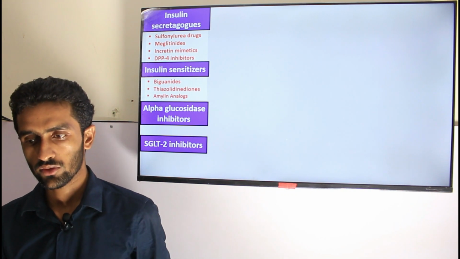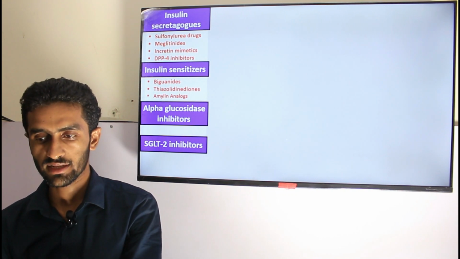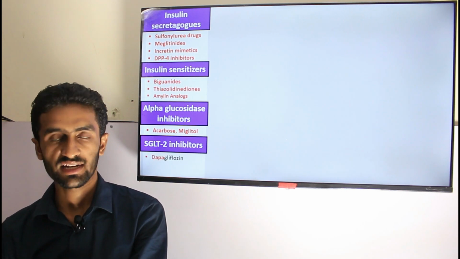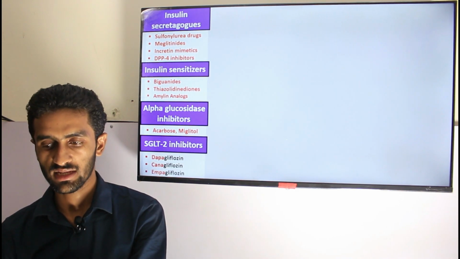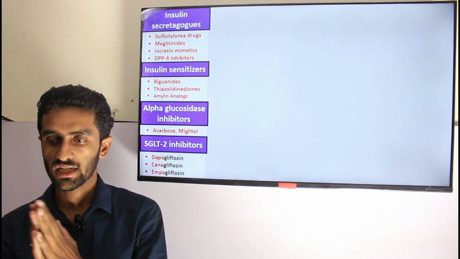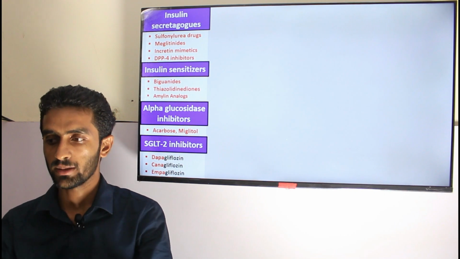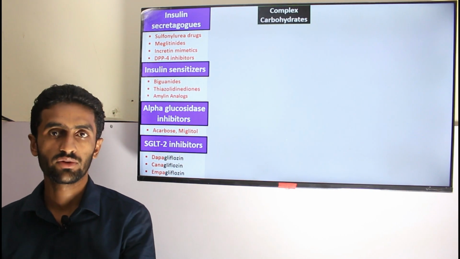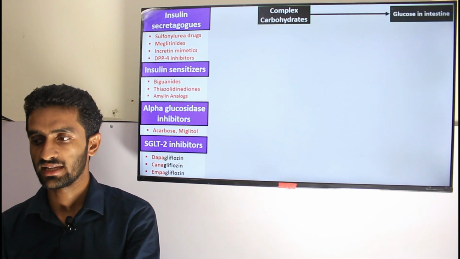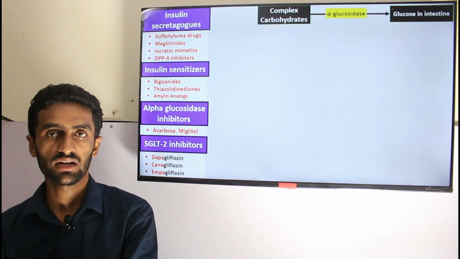So in the alpha glucosidase inhibitor, we have acarbose or miglitol, while in the SGLT2 inhibitor, there are gliflozins: dapagliflozin, canagliflozin, empagliflozin. Although I am going to explain their mechanisms separately, just an overview picture is coming here. So we take food in the form of complex carbohydrates. They are broken down into glucose by the alpha glucosidase.